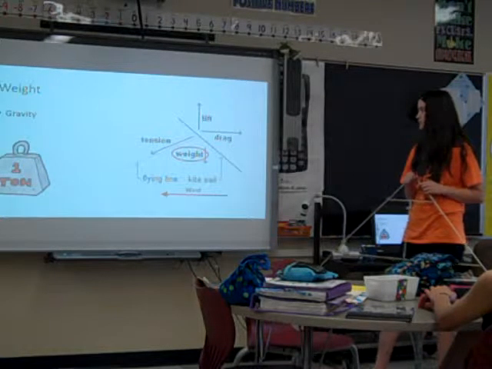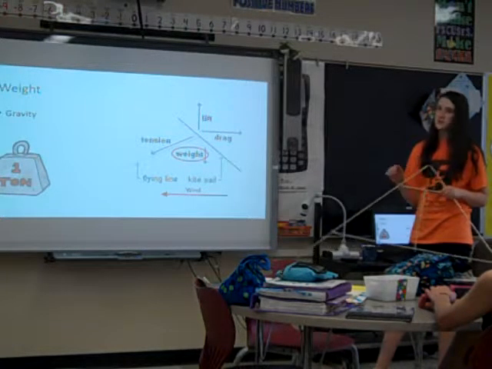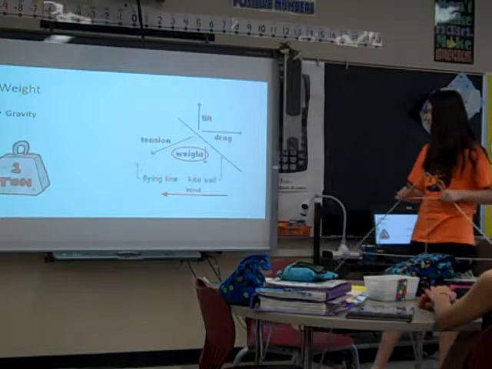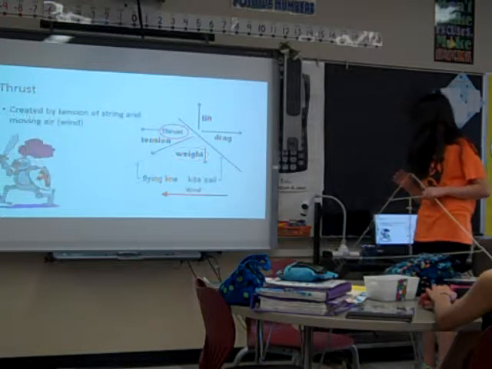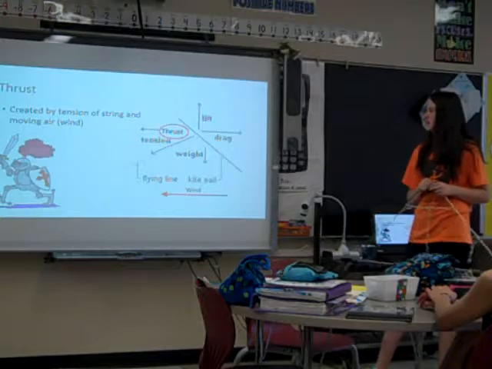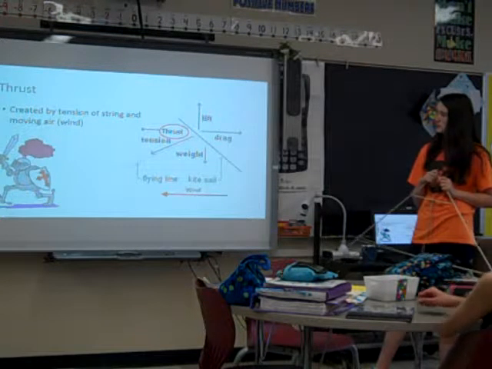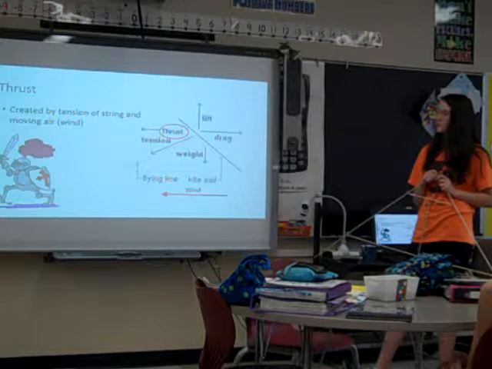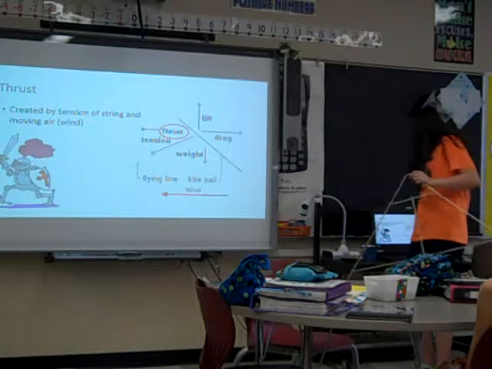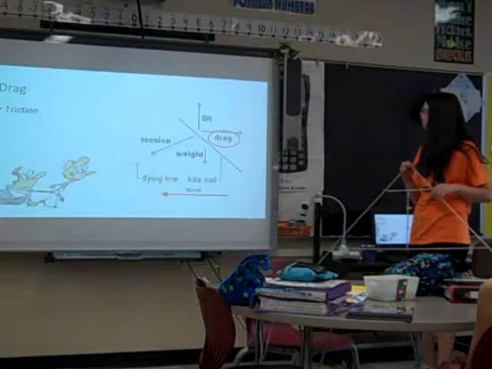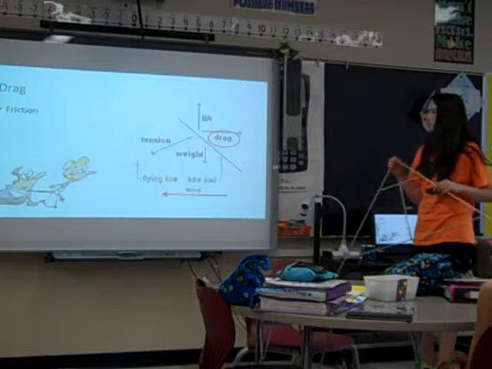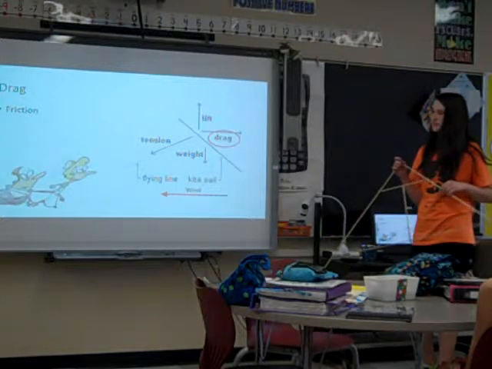Weight is a downward force, and it's basically just because kites have weight and gravity pulls them down. Thrust is the forward motion, and it happens because of the tension of the string and the moving air. And drag is the backward force, and that's just because of friction.